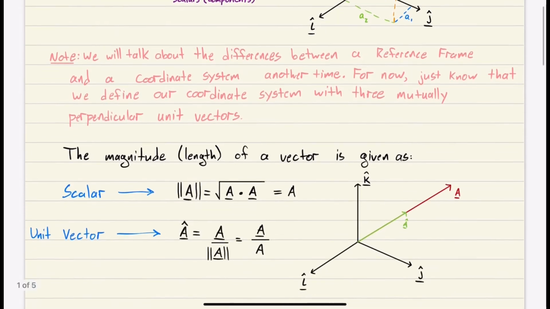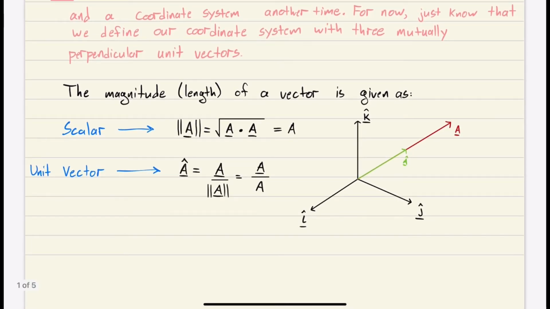All right, so that's a vector. The magnitude, or the length of a vector, is given as the following. The notation is these double vertical bars surrounding the vector, and the magnitude of a vector is equal to the square root of a vector dotted with itself. And we'll talk about what a dot product is in a second. And this gives you a scalar quantity. This just gives you a number.